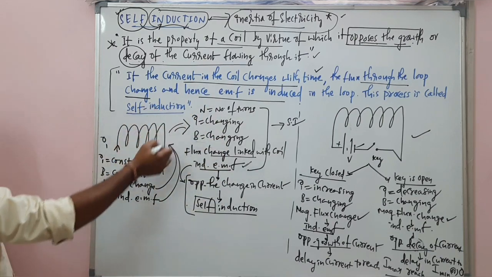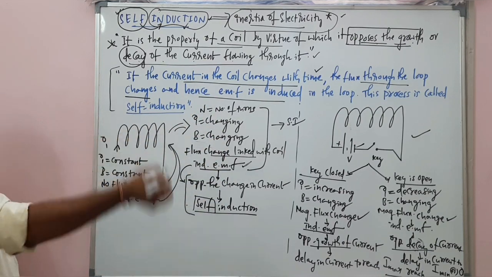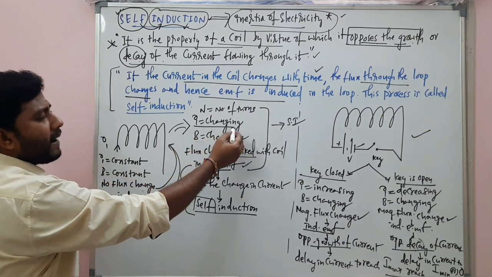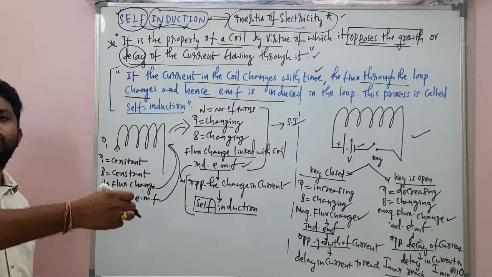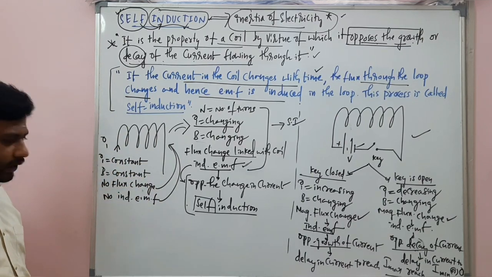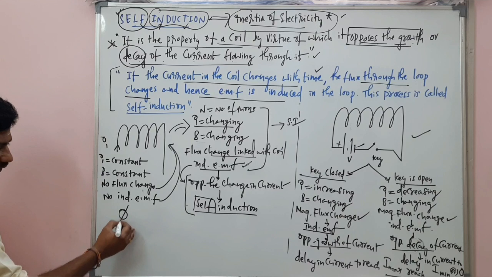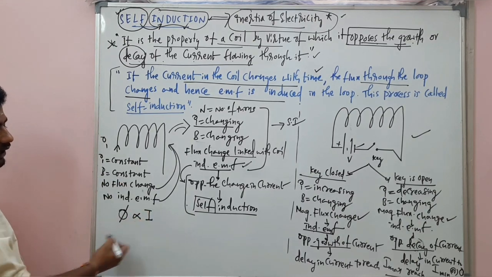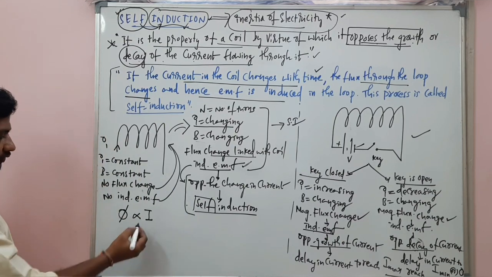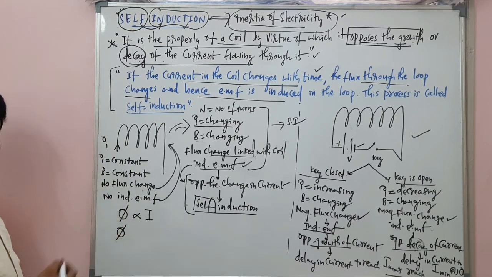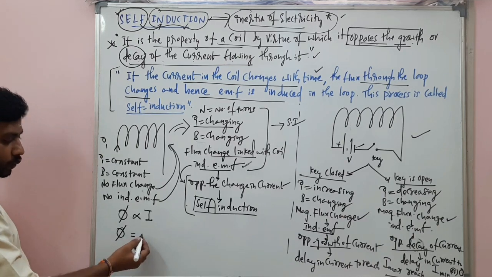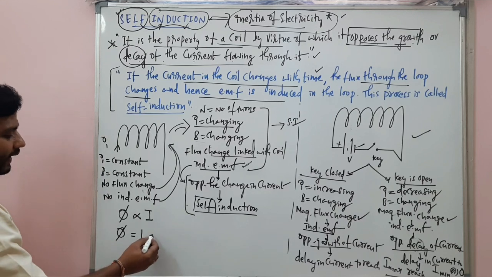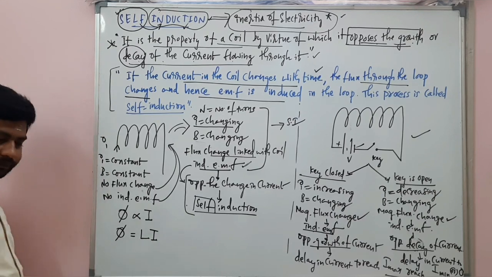Magnetic flux associated with this coil is directly dependent on the current. If the current value is more, the magnetic flux associated with it must be more. So what can I write? Magnetic flux associated with the coil is directly proportional to the current passing through the coil. So I can write magnetic flux is equal to a constant, that constant is called L, so L into I. Understand?